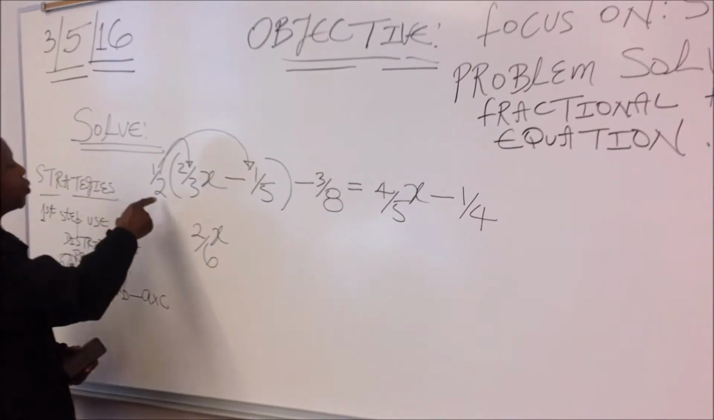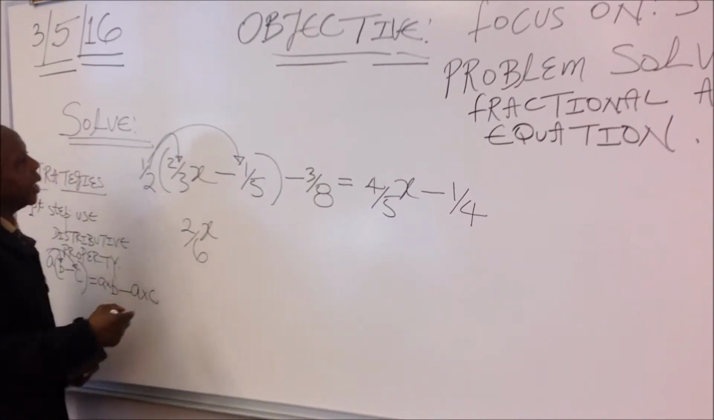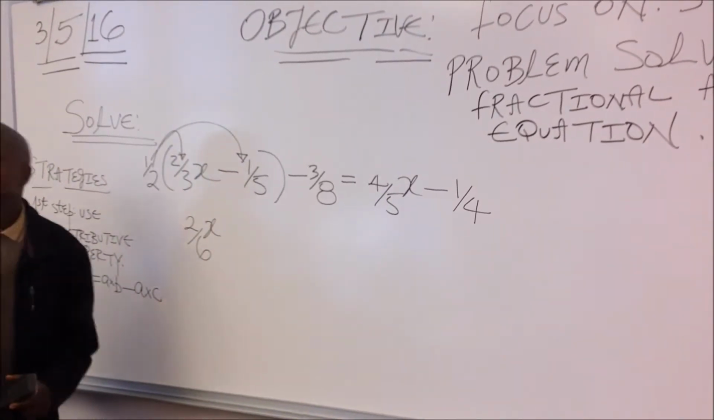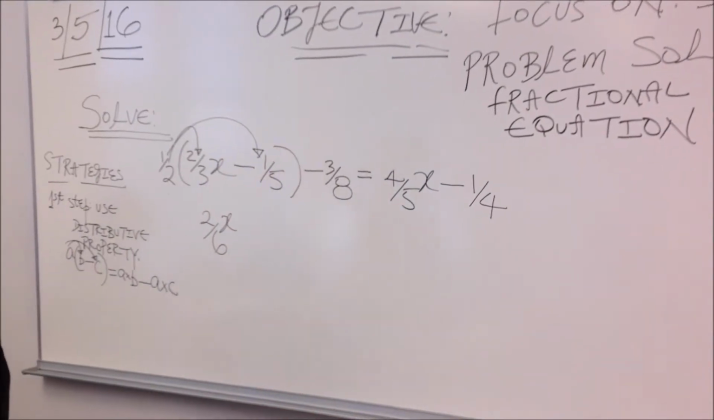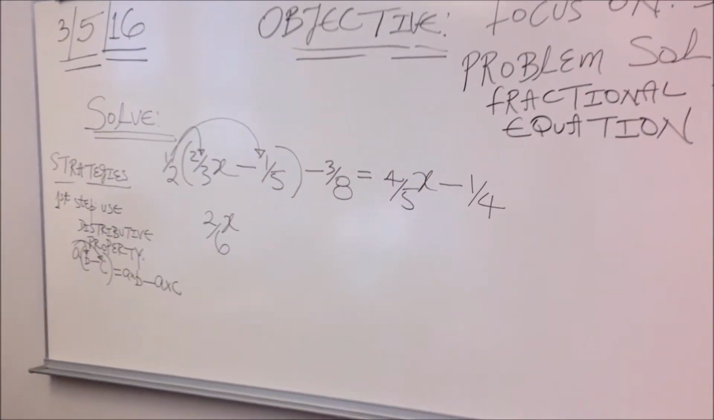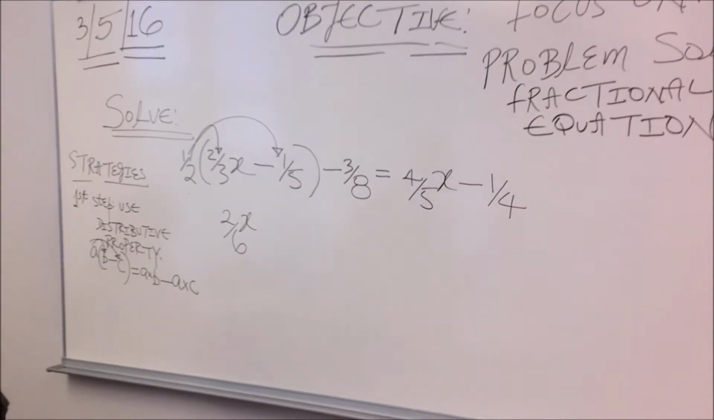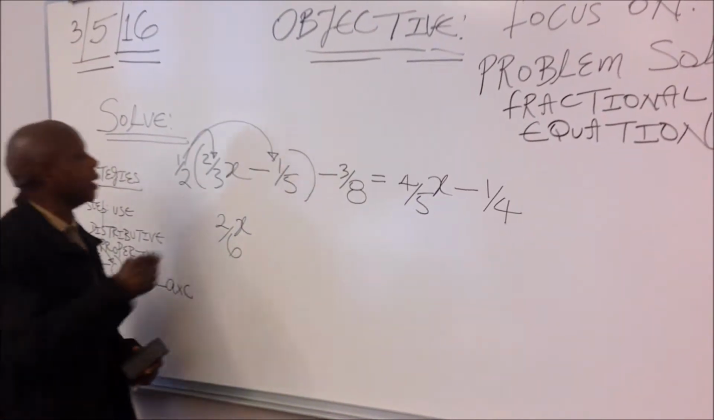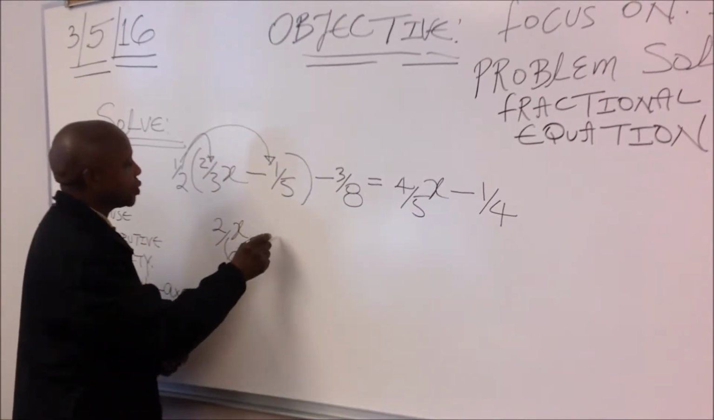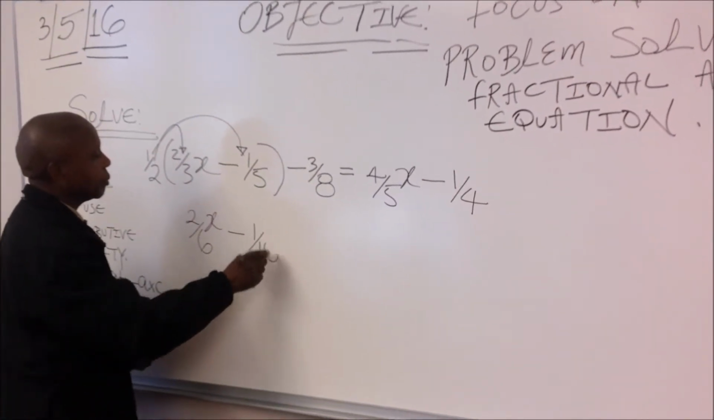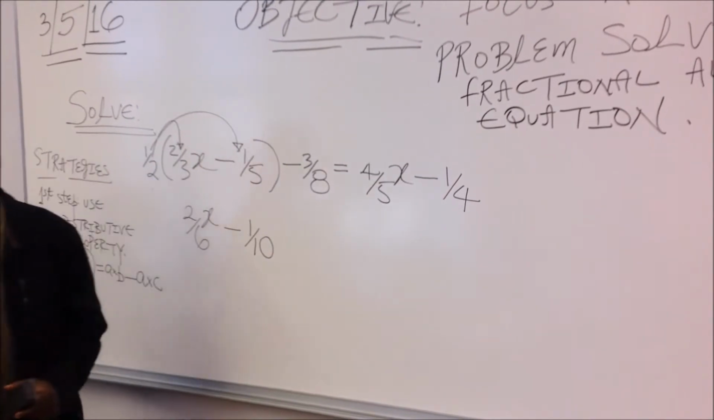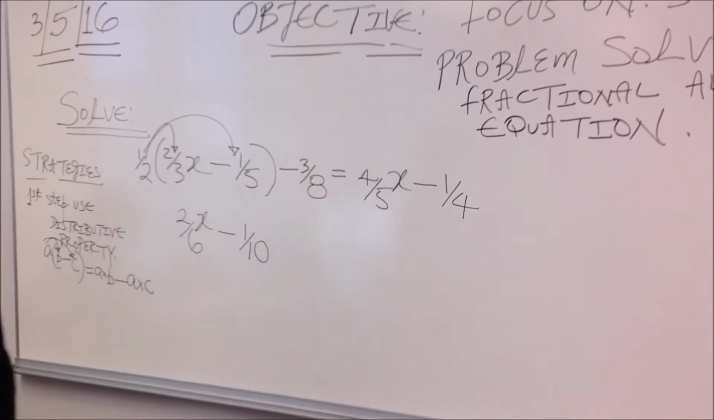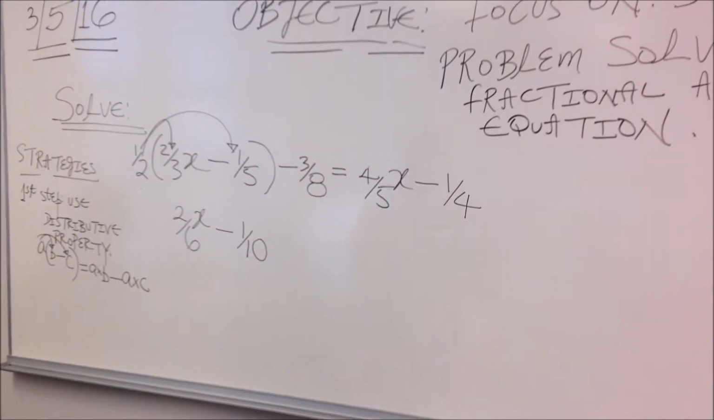So what is 1/2 times -1/5? 1/2 times -1/5 is -1/10. So that will be negative 1 over 10.